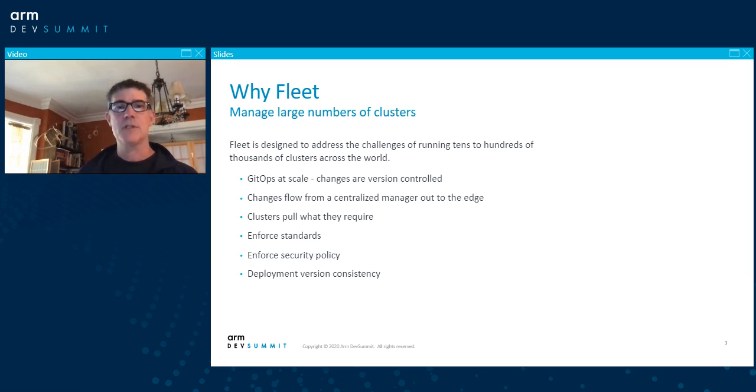We need solutions like Fleet to help manage hundreds of thousands of Kubernetes clusters, and that's what's happening with computing, especially at the edge. While Fleet is designed for massive scale, it can also be used for fewer than 10 clusters at a time. So this is a viable way to do GitOps even in the data center. And Fleet really is GitOps at scale.